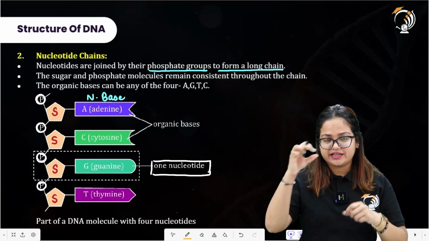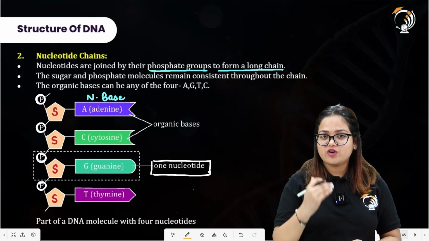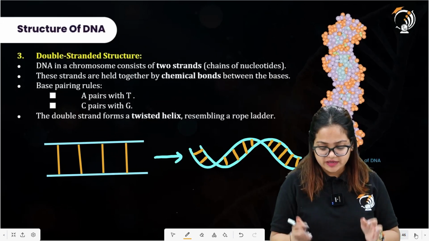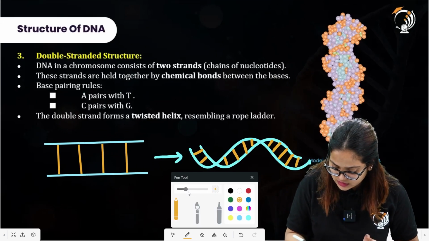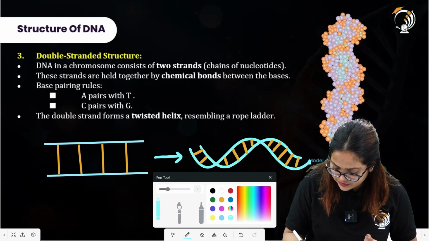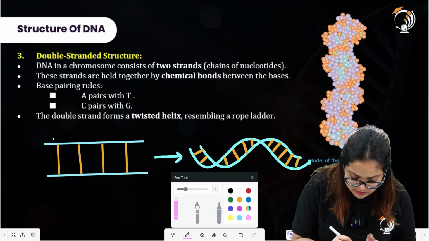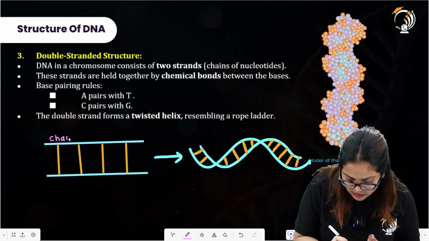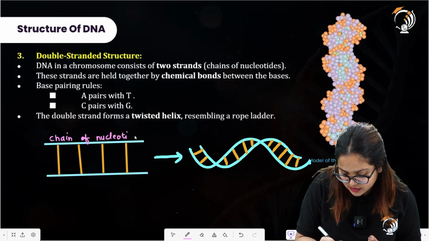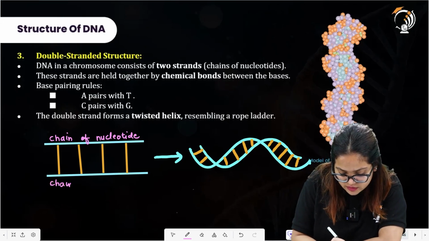This is the one nucleotide, another nucleotide forming a chain of nucleotides, and this chain of nucleotides forms the one strand or single strand of the DNA. This is the one strand over here. All right. Here we have a chain of nucleotides making up the one DNA strand and another chain of nucleotides.